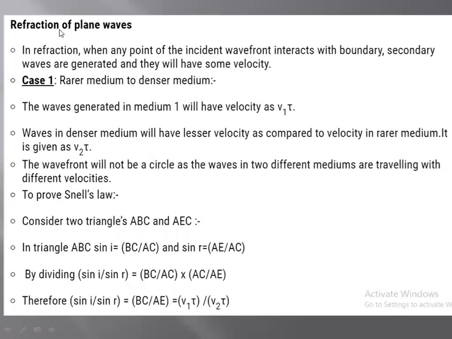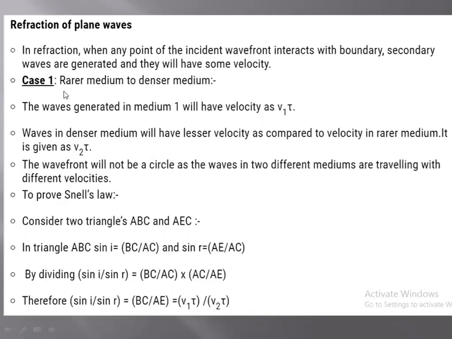Next, the refraction of a plane wave. In refraction, at the point of incidence, the wavefront interacts with the boundary, that is, where it comes and hits the boundary. Secondary waves are generated. In reflection, the reflected waves will have the same velocity, but when the light penetrates, its speed will change.